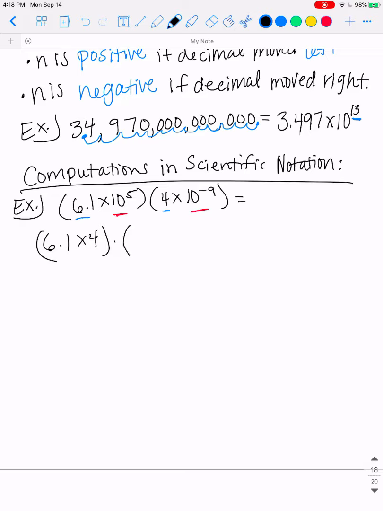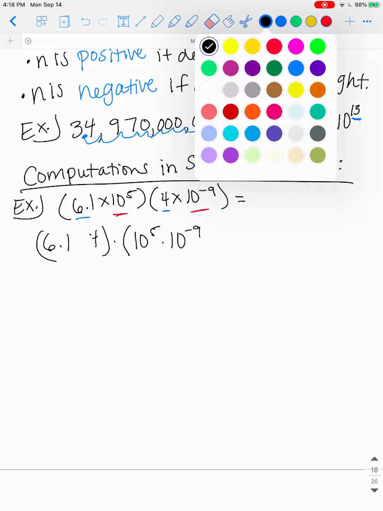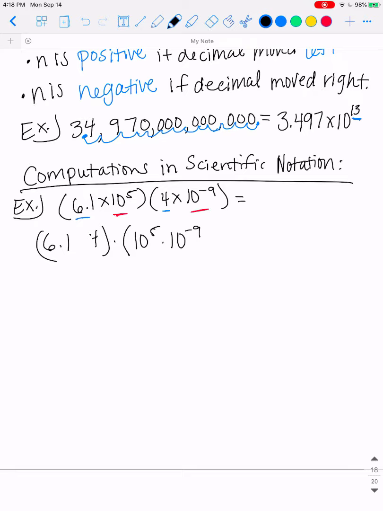So I have 6.1 times 4, times 10 to the 5th times 10 to the negative 9. I'm going to change this so we're not confusing it. For 6.1 times 4, we can use a calculator. That's just 24.4. Then for the exponents we use our exponent rules: 5 plus negative 9 gets us 24.4 times 10 to the negative 4.